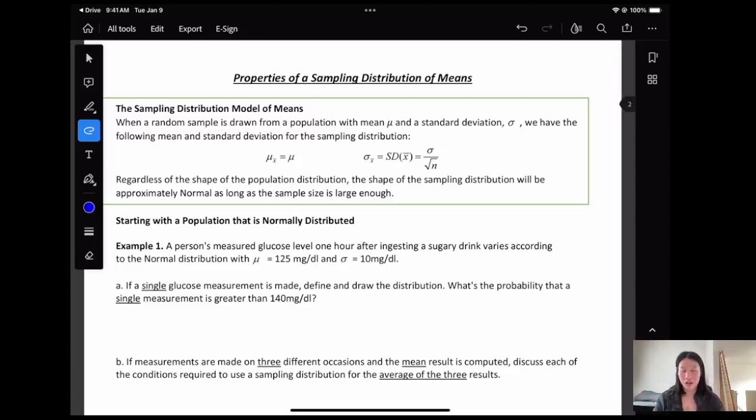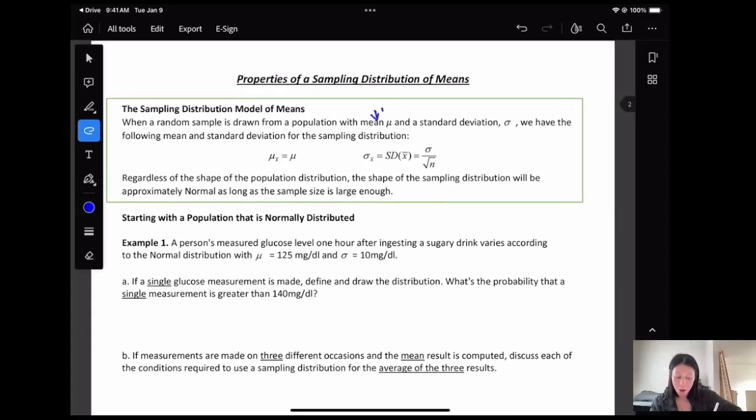In this video, we're going to talk about properties of the sampling distribution of the mean. The sampling distribution model of the mean: when a random sample is drawn from a population with the mean mu and standard deviation sigma, this is the population mean and the population standard deviation. We have to follow the mean and standard deviation for the sampling distribution. So that means the sampling distribution is going to follow this one.